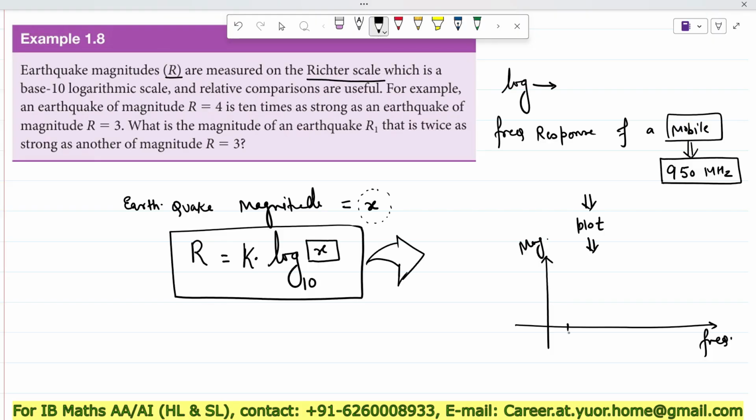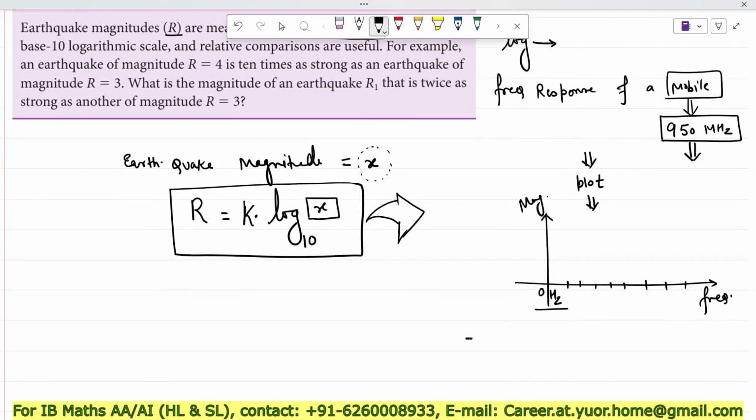So if you have the linear scale, do you think that you will be able to plot this 950 megahertz on a simple notebook or a simple graph paper? Is it possible to represent 950 megahertz if you start from 0 hertz? Is it possible to represent this number? No. So for that, we have the log scale.